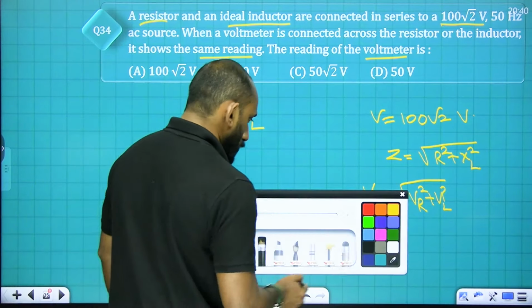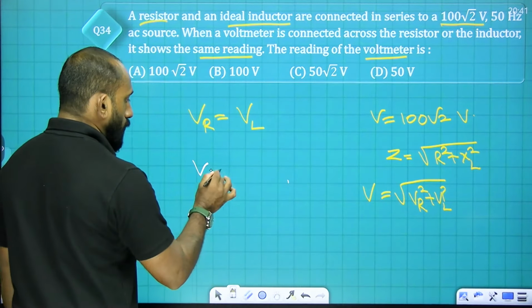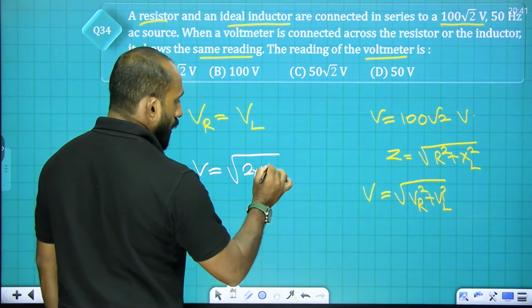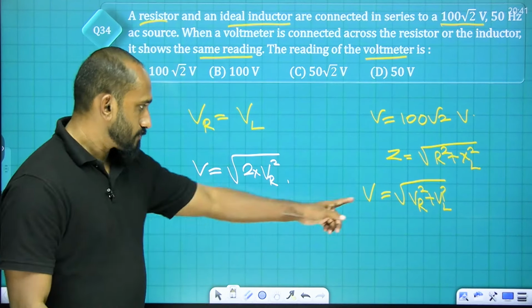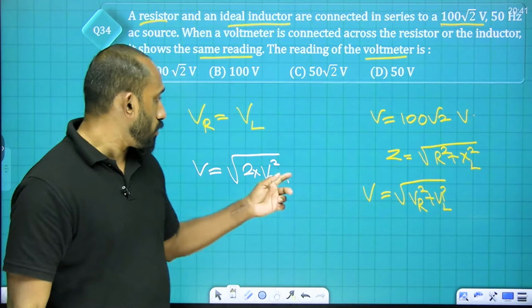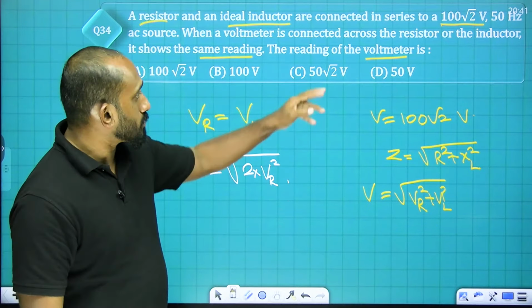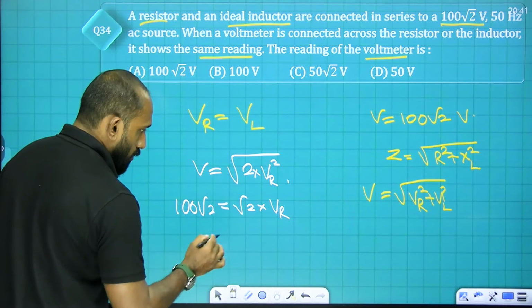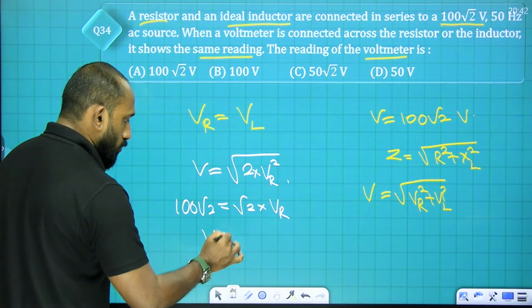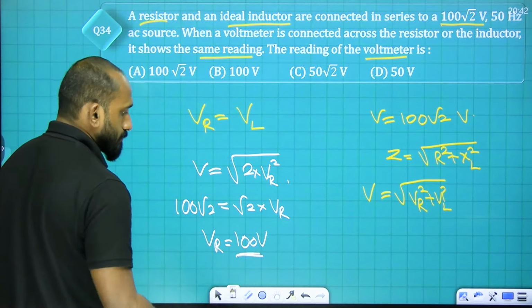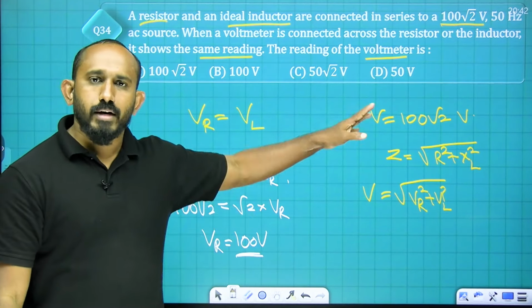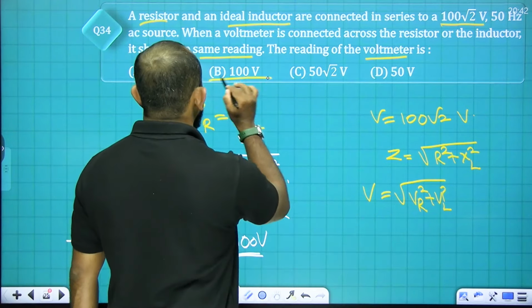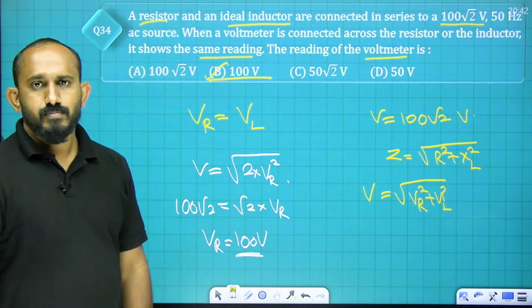So of course here V will be equal to root 2 times VR square, root of 2 VR square, as VR and VL both are equal. The applied voltage V is given here as 100 root 2. So VR will be 100 volt, as root 2 cancels. So across the resistor or inductor it will be 100 volt only. So option B is the correct answer. We'll move to the next question.